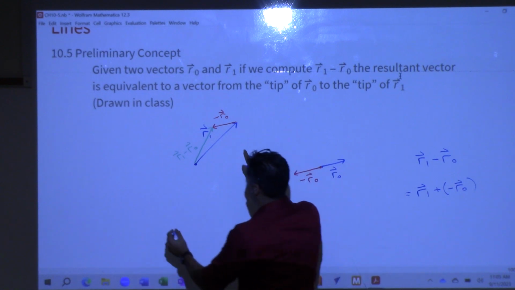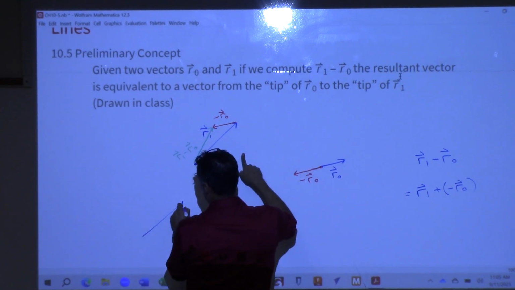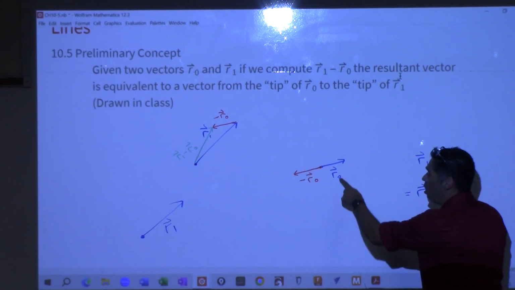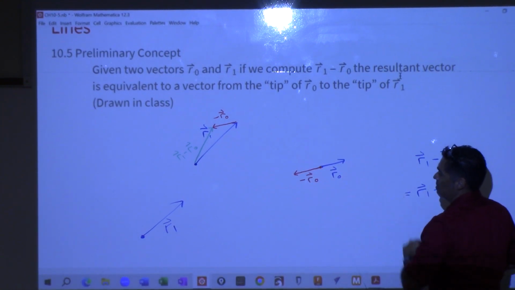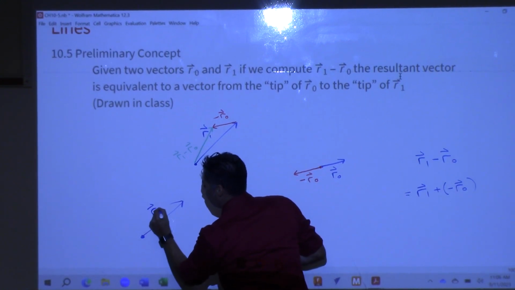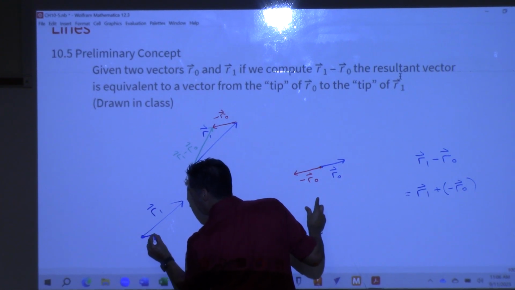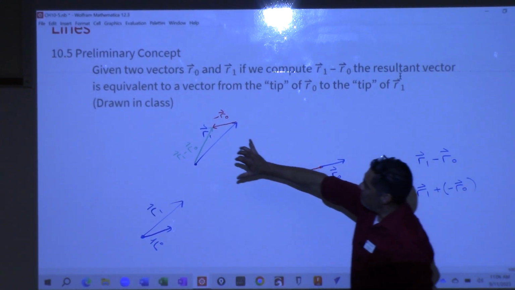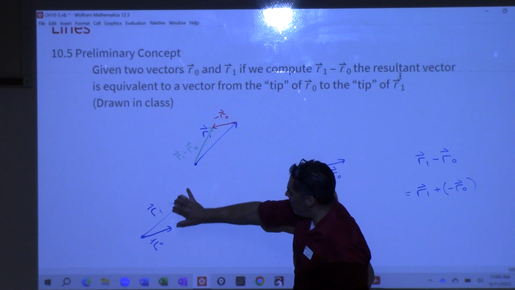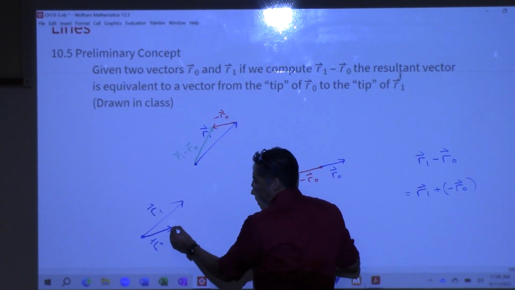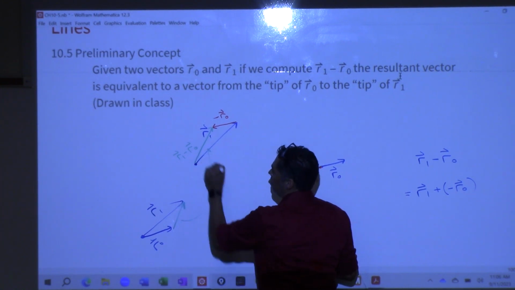Let me draw R1 again. Here's R1. Okay? And now I'm going to take R naught, which is this vector, and attach it right here. I should put this on top. There's R1. I'm going to take R naught and put it right there. Do you all agree that's kind of like R naught right there? Tail to tail? Do you all see that this green vector is equivalent to the vector that attaches from the tip of R naught to the tip of R1? My drawing's not that great, but that vector is the same as that one.